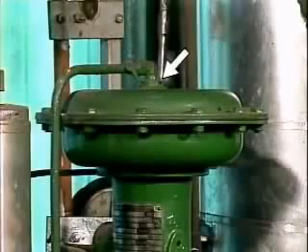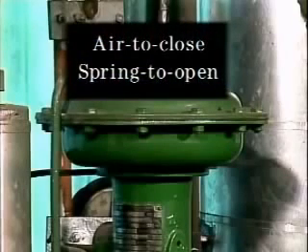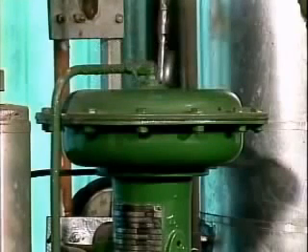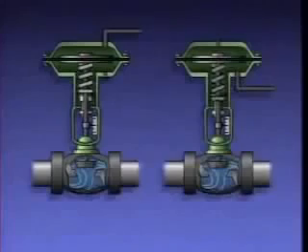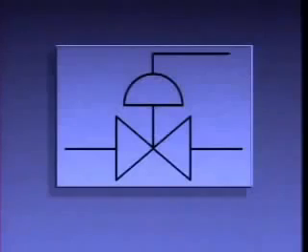An actuator with an air line to only the upper chamber is typically an air-to-close, spring-to-open type, which causes a control valve to fail open. By controlling the applied pressure, either of these actuators can be used to position a valve anywhere within the limits of travel for the actuator. Regardless of how they operate, single-acting diaphragm actuators are usually represented on process piping diagrams by this symbol.